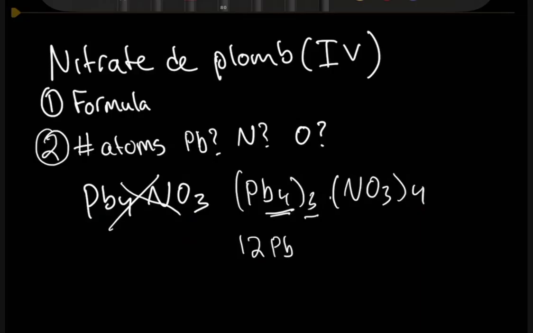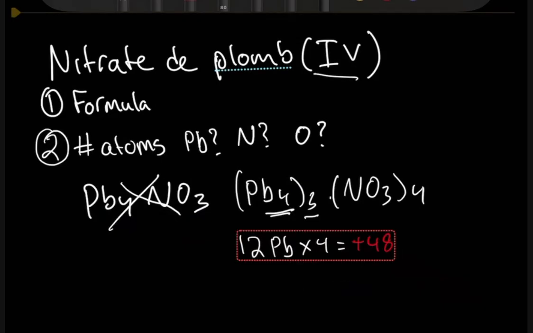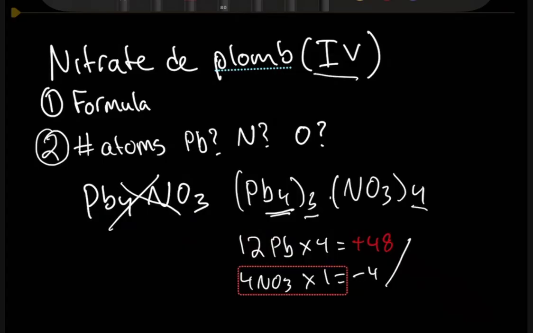Okay. And how much charge does a lead have? 4, according to this. So you're saying that it has a charge of plus 48. And then we look at NO3, and you said there's 4 of them. Each one has a charge of -1. So you're saying that's minus 4. So do you see how these two don't counterbalance? That doesn't make any sense.